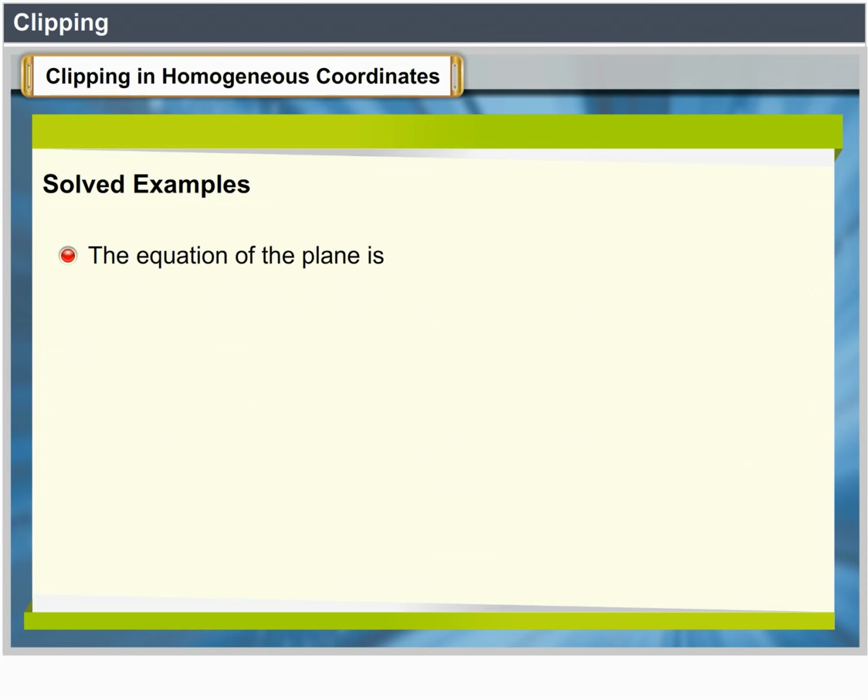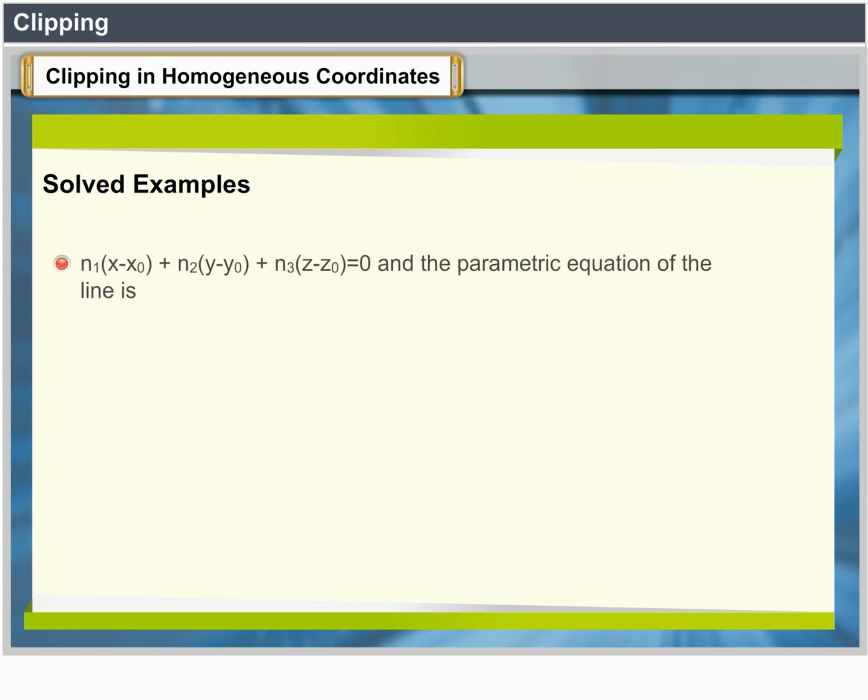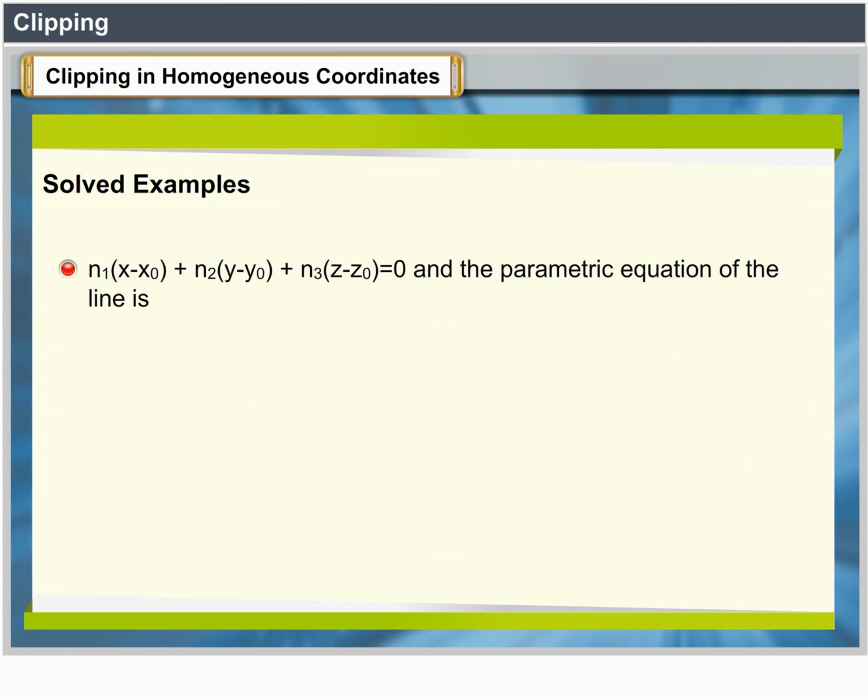The equation of the plane is n1 into (x minus x0) plus n2 into (y minus y0) plus n3 into (z minus z0) equals 0, and the parametric equation of the line is x equals x1 plus (x2 minus x1) into t, y equals y1 plus (y2 minus y1) into t, and z equals z1 plus (z2 minus z1) into t.